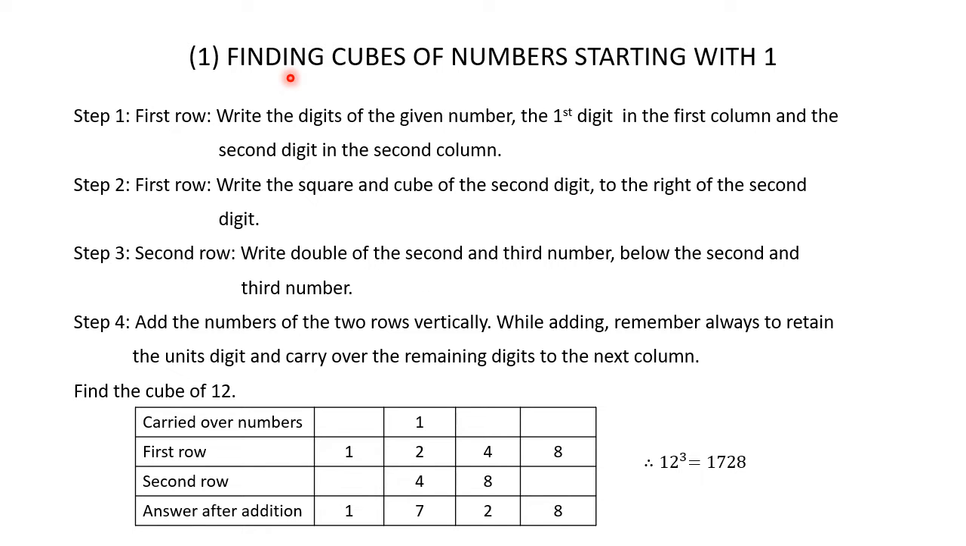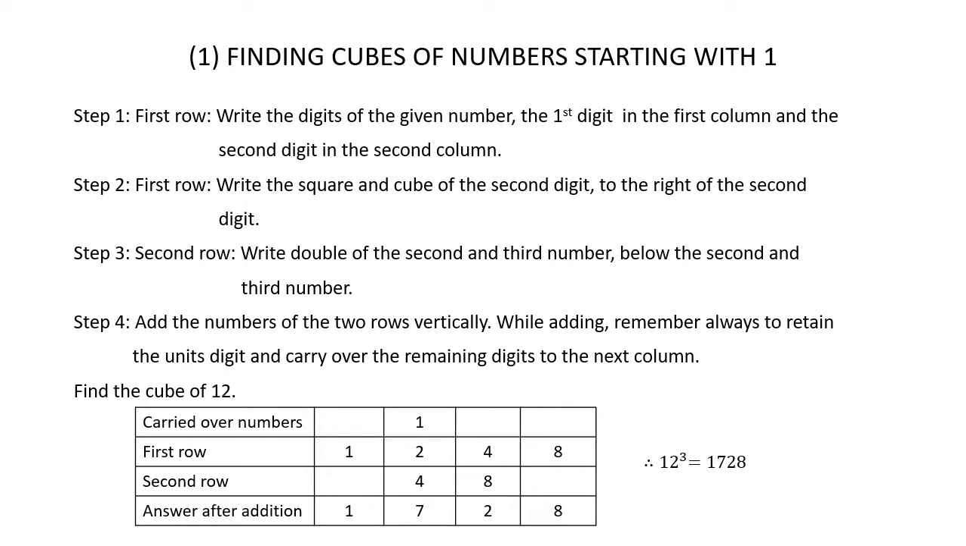So now let's find the cubes of numbers starting with 1. The cubes of numbers starting with 1 can be found out in 4 easy steps. In step 1, write the digits of the given number, the first digit in the first column and the second digit in the second column.